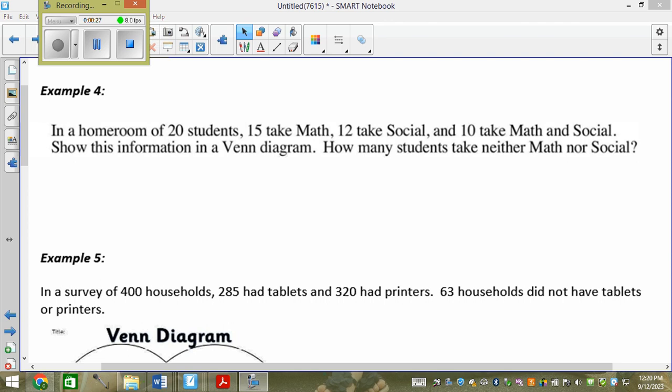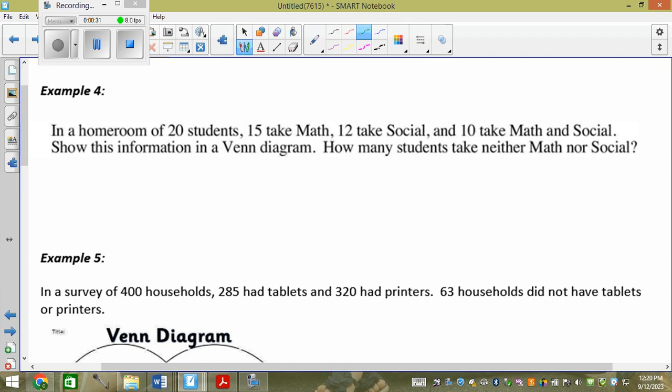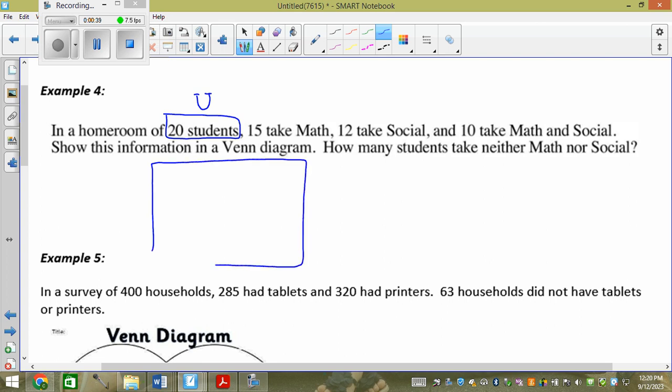So in a homeroom of 20 students, what does the 20 students represent? The universal, that's the total, the universal. So inside this box of knowledge, we're going to have something that adds up to 20. We agree? So that whole box has to add up to 20.